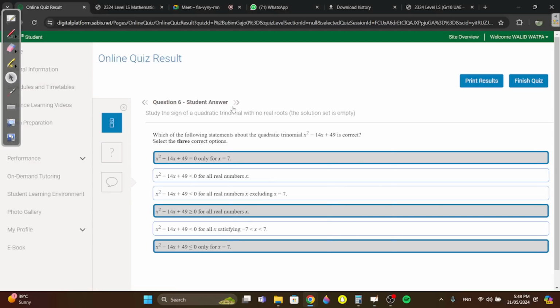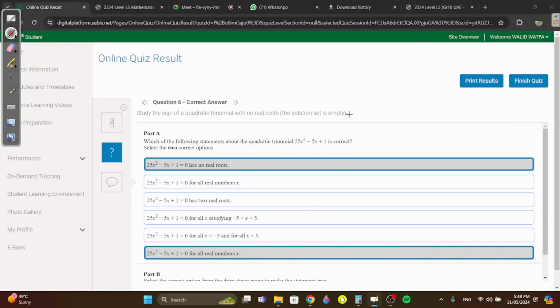Question 5, as a 6. What is true about this quadratic trinomial? Okay, if you factor this, 25 times 1, 25, and which two numbers when you multiply them you get 25, when you add them you get 5? Nothing, actually, it's not factorable.